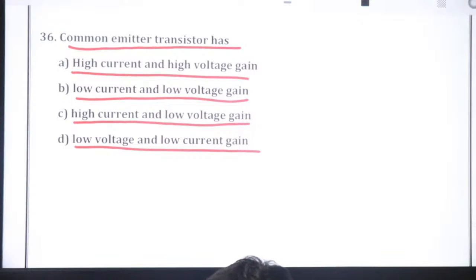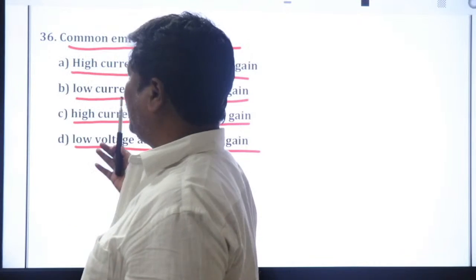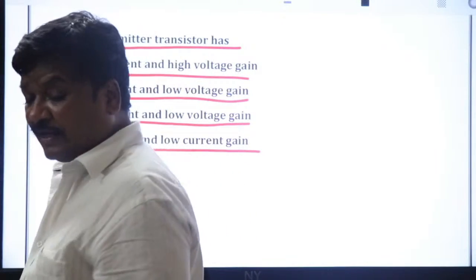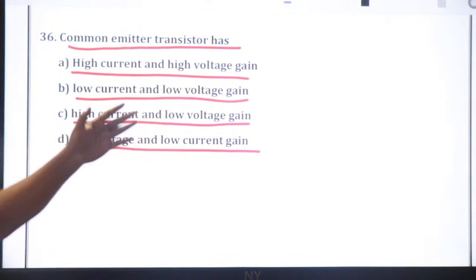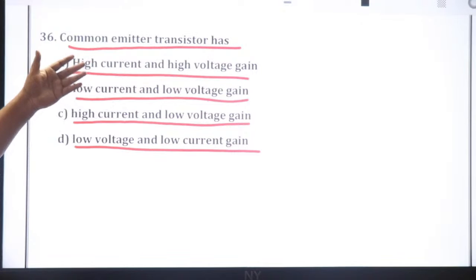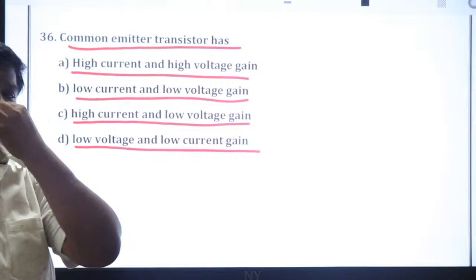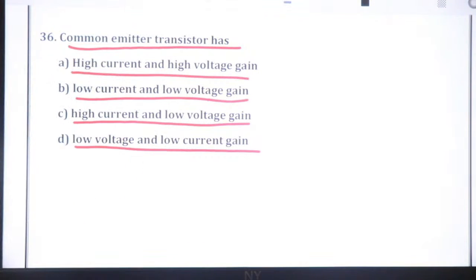I gave a table for you in the class. From the table only, you can see how many questions are framed. Even in the latest JLM exam, there were 2 questions: which of the following has high voltage gain, high current gain, high power gain? That question is given. Symbols for NPN, PNP transistors are given.